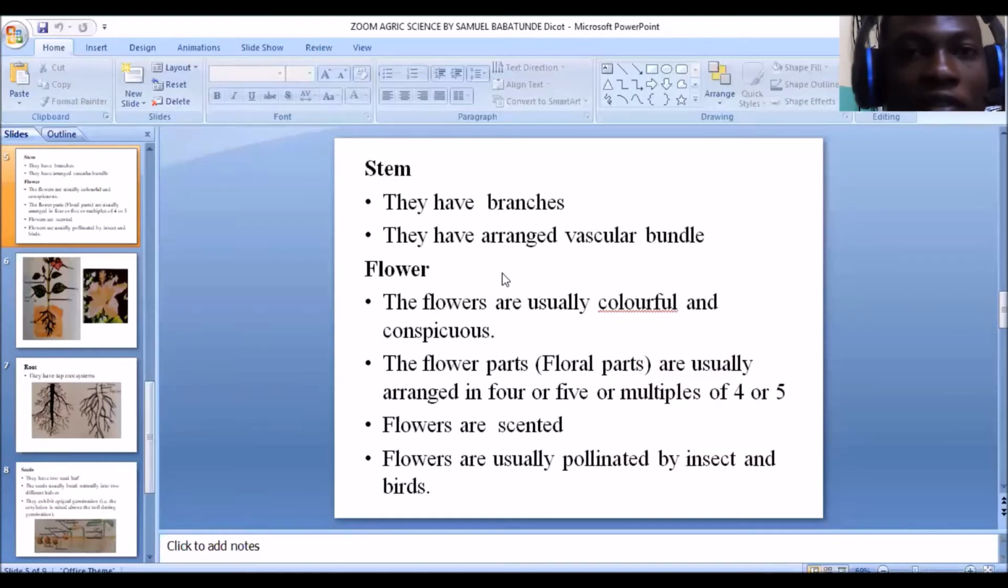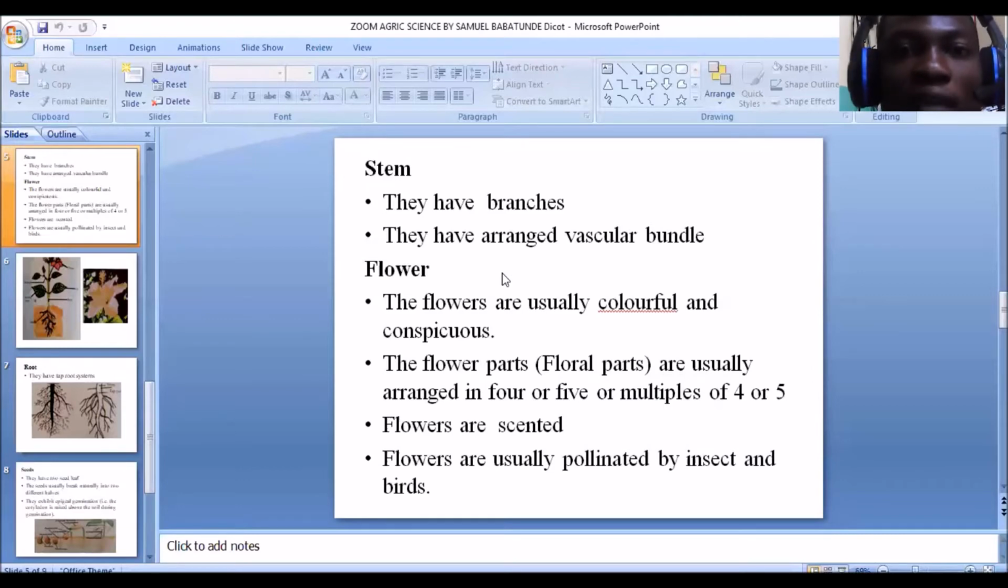And like we said in our previous class, the monocot plants are normally pollinated by wind. This is because their flowers do not have scent, and their flowers are colorless. Because of this, these flowers do not attract insects nor birds. So the only way for pollination is by wind.